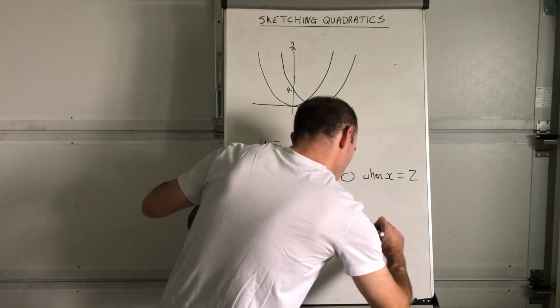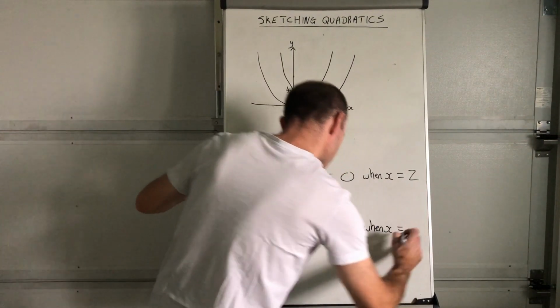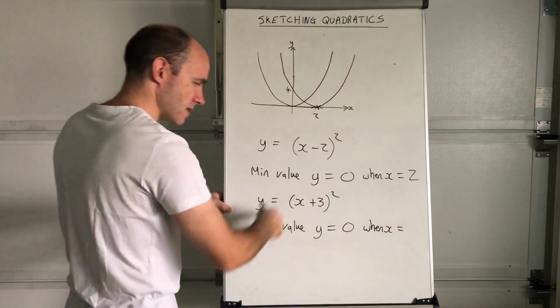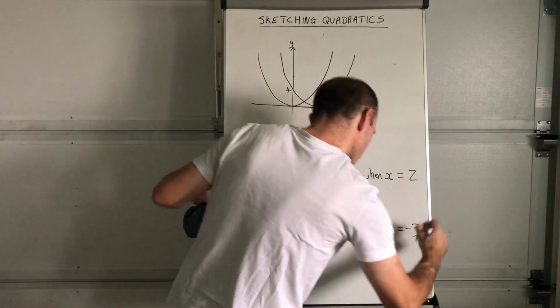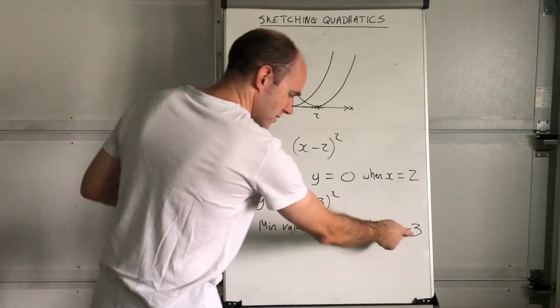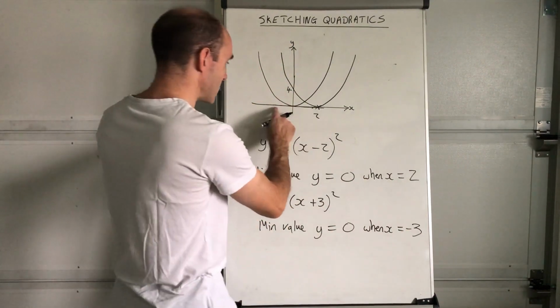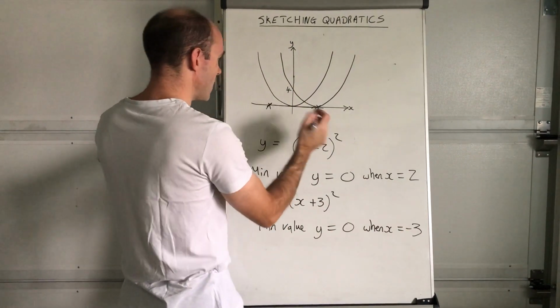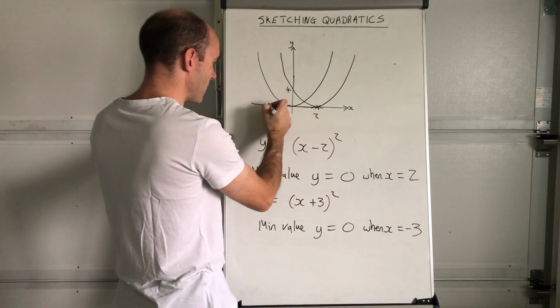Try and find out what x must be to make that 0. Can you see in the brackets, to make that 0, x has got to be negative 3. So that means you've got the coordinate negative 3, 0 to draw. So negative 3, 0, that's about there. And then you just draw the parabola in.